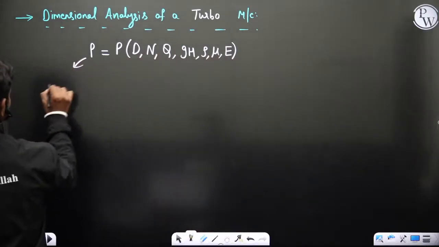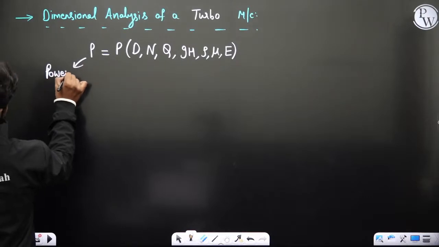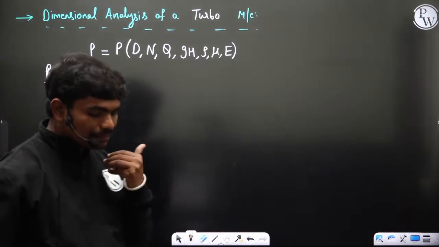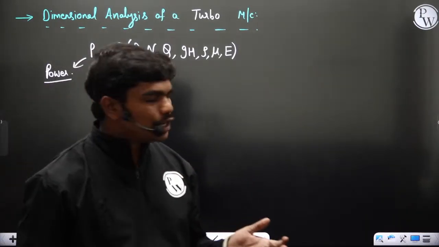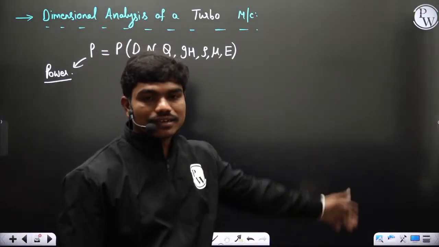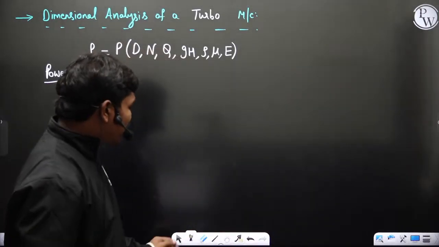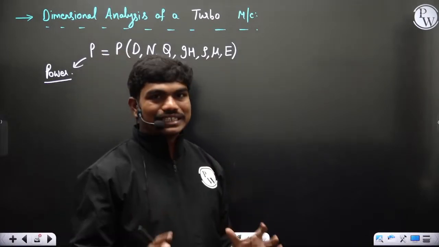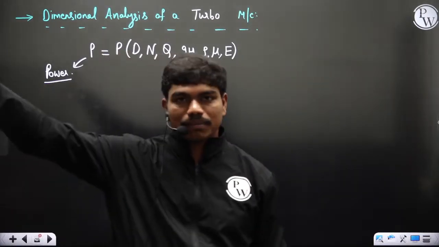Okay, so power actually depends upon these quantities in general. You can keep adding, but the majority are these quantities. Now let us try to identify, if you want to design a turbine, for example, let us suppose there is some Pelton wheel in the field.